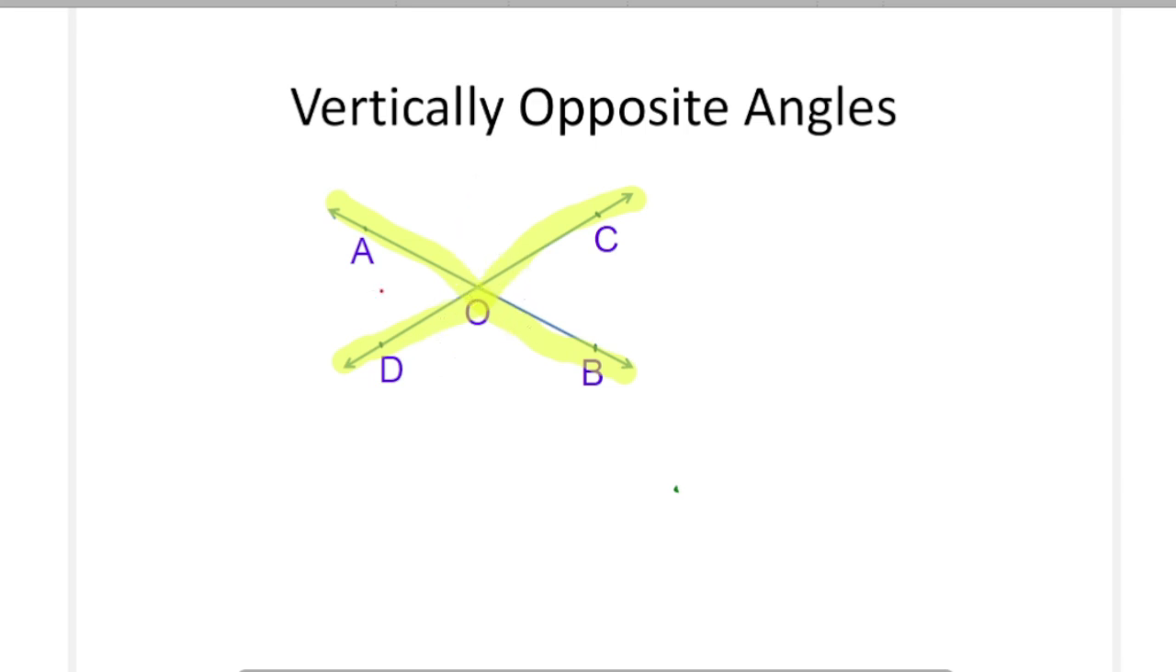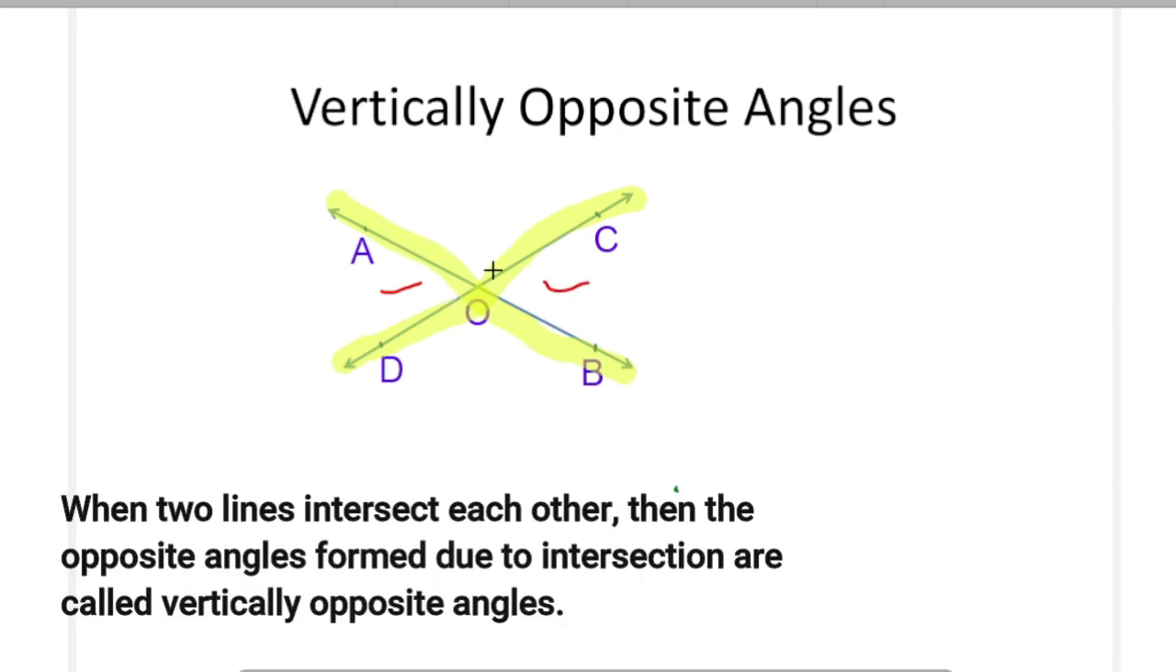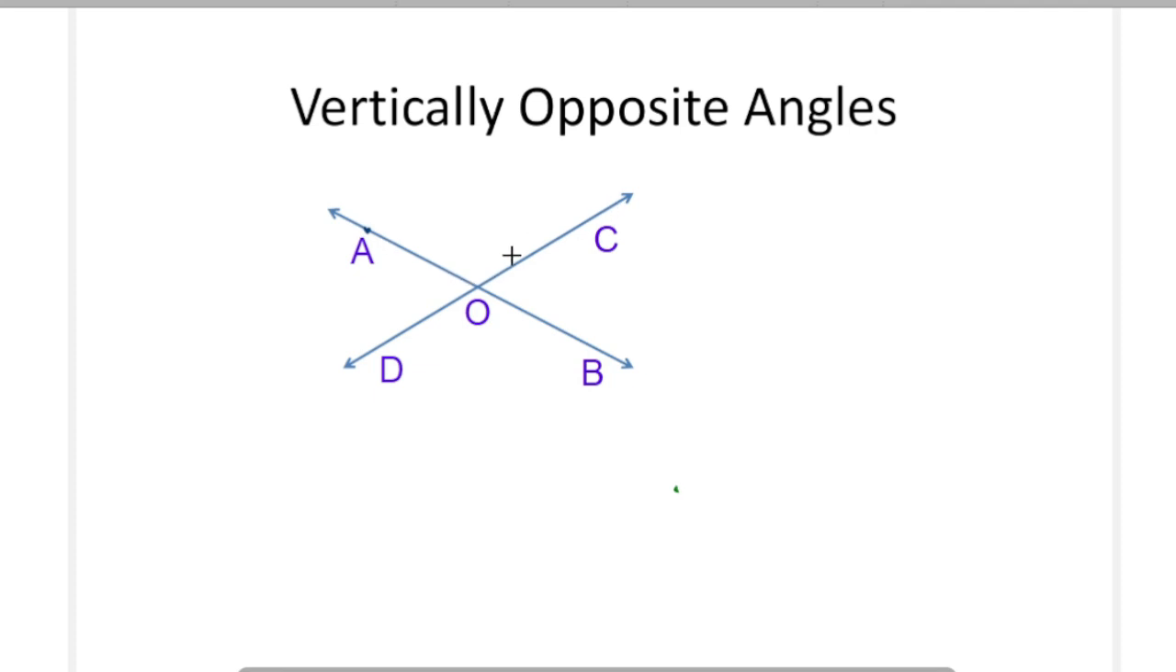See this angle again and this angle. These two angles are also vertically opposite angles. So the angles formed when two lines intersect each other are called vertically opposite angles. See this angle, angle AOC. From this figure we can see that angle DOB is opposite of angle AOC. This angle is exactly opposite. So the first pair of vertically opposite angles are angle AOC and angle DOB.